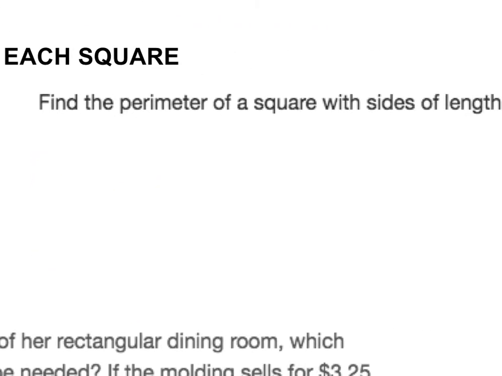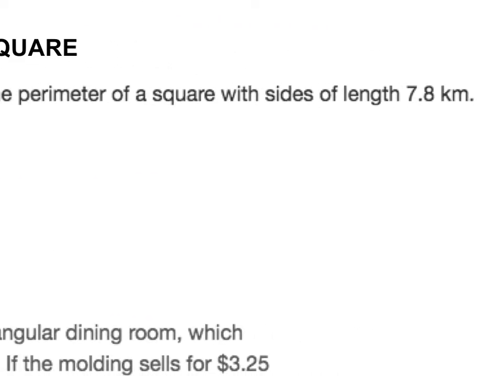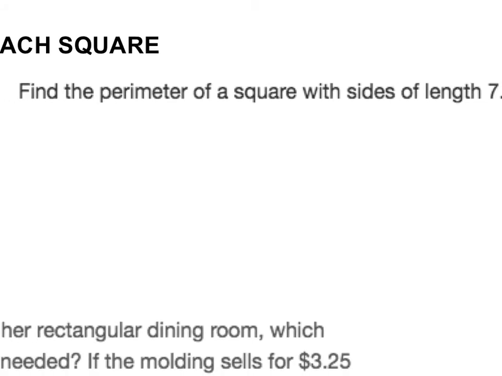The next one is just words, and it says find the perimeter of a square with a side length of 7.8 kilometers. So let's just draw a quick little picture, because I like drawing pictures.